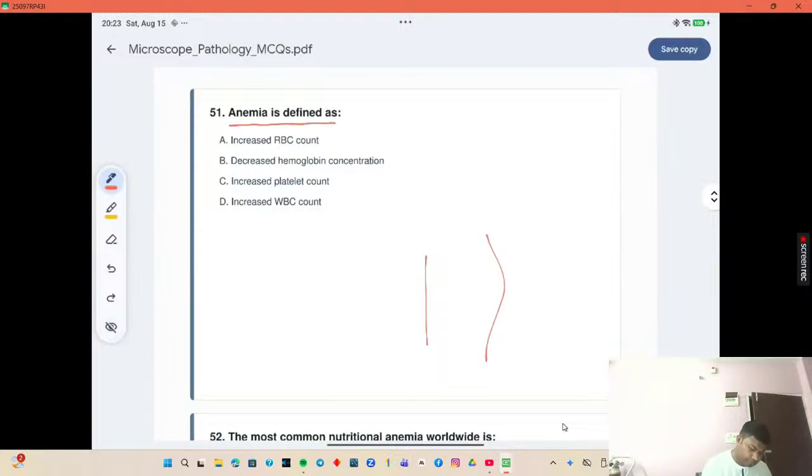Anemia is defined as. So can you tell me what is anemia? What is the cause of anemia? Can anyone tell me what is the cause of anemia? Anemia is the decrease in hemoglobin concentration. Okay. So what is anemia? Anemia is caused by decrease in hemoglobin concentration in our body. So what is hemoglobin? Hemoglobin is an iron containing protein in our body which is red in color. Okay.